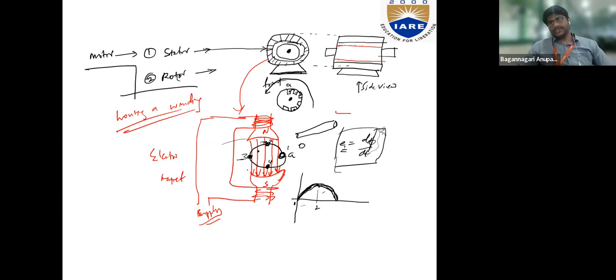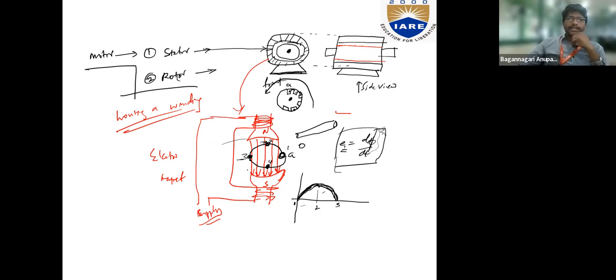Since I am considering positions 1 and 3 to be identical, the flux at positions 1 and 3 will also be the same. And the flux cut by the conductor was increasing in nature while moving from 1 to 2, and it will be decreasing in nature when it moves from 2 to 3.